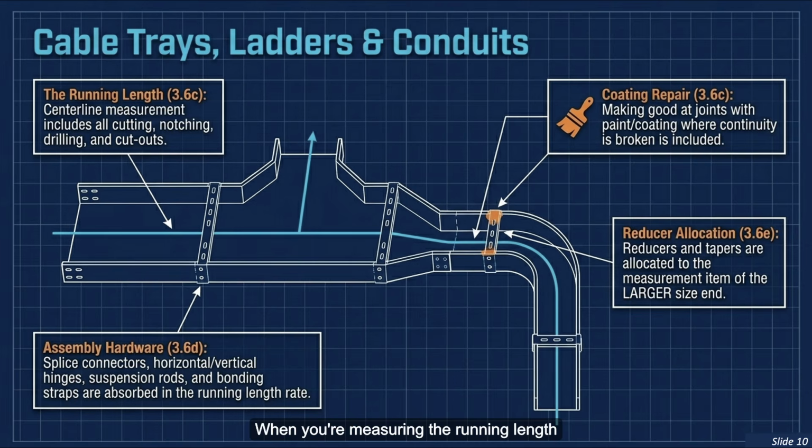When you're measuring the running length of trays or ladders, that centerline measurement includes all the labor for cutting, notching, drilling, and cutouts. It also absorbs the assembly hardware, so things like splice connectors, hinges, suspension rods, and bonding straps. It even includes making good on the joints with touch-up paint or coating wherever the galvanized continuity is broken. The whole shebang is baked directly into the per-meter running length rate.